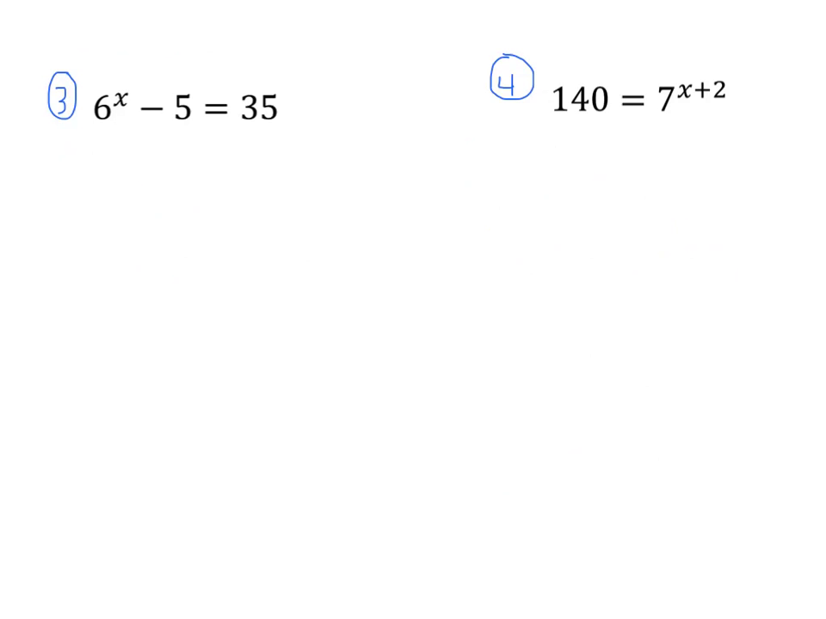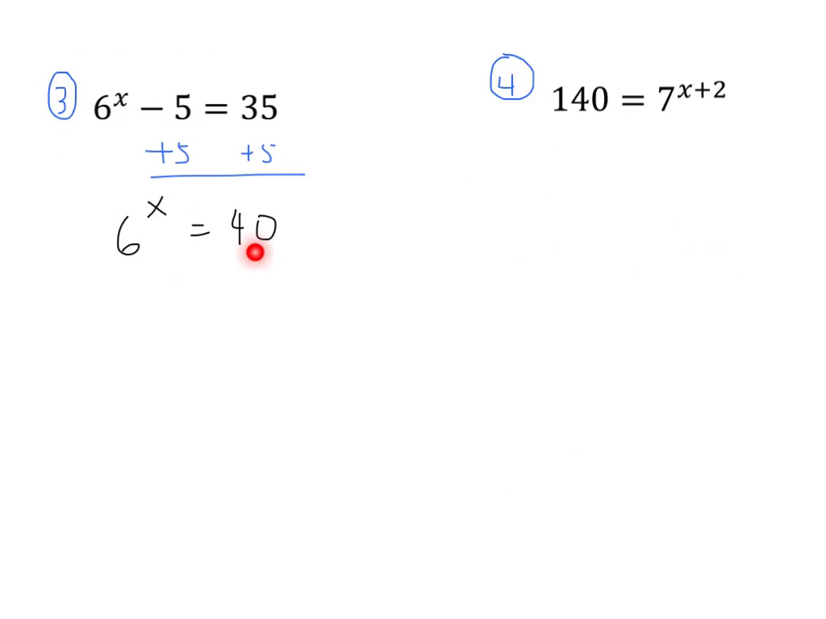All right, let's look at two other ones. This one I've got 6 to the x power minus 5 equals 35. First, let's make this equation simpler. I would add 5 to both sides, and so I have 6 to the x power is equal to 40. What would this have to be to make this true? I know 6 squared is 36, and 6 cubed is 216, but I don't know what power of 6 gets me 40. I know this is not going to be a nice, perfect integer. It's going to be a decimal.